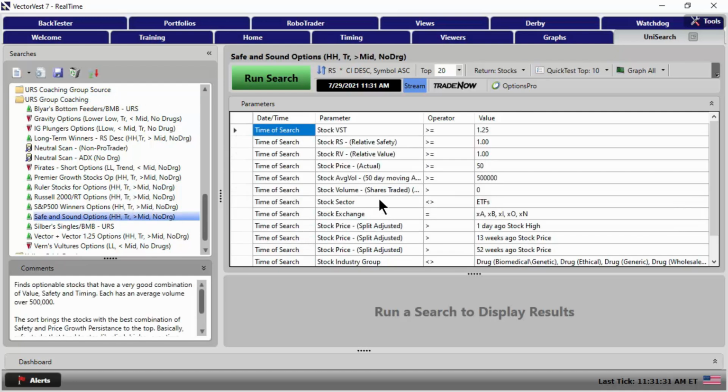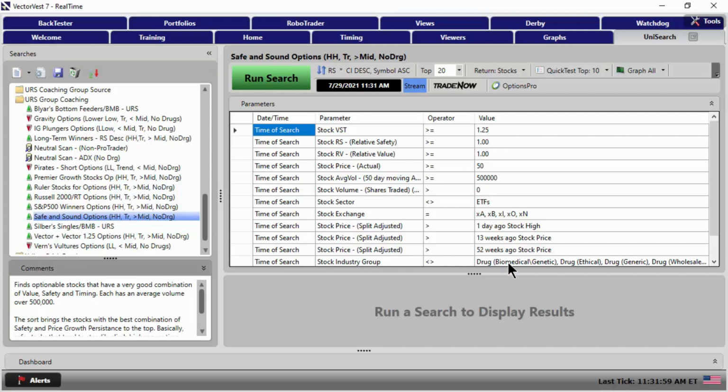The biggest things that you will see, and of course, you can add these just like I showed you last week in the strategy of the week, are these. I've added a selection to make sure that the stock is moving higher: price, 1 day ago, stock high, greater than. I also added a scan for I want it higher currently than it was 13 weeks ago. That gives me my 3-month range, and then also 52 weeks ago.